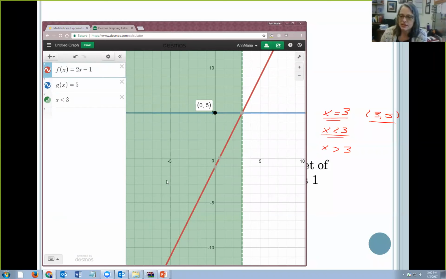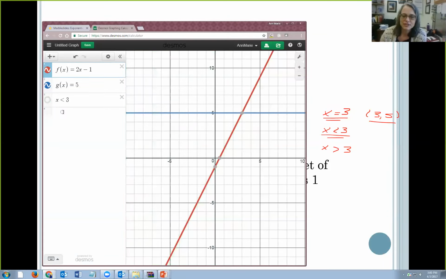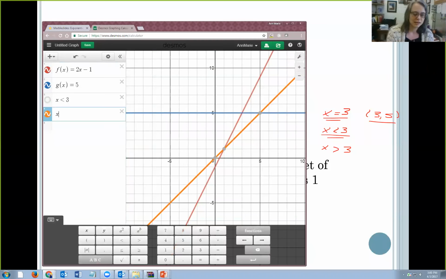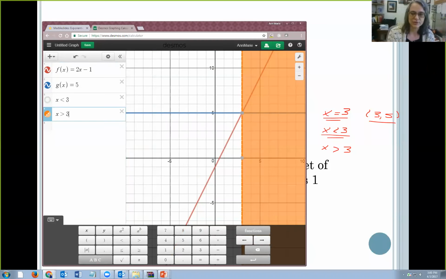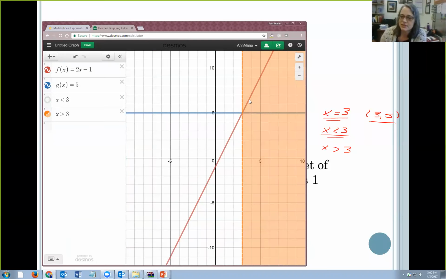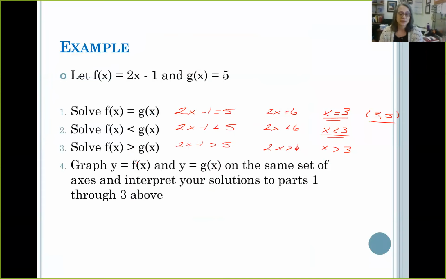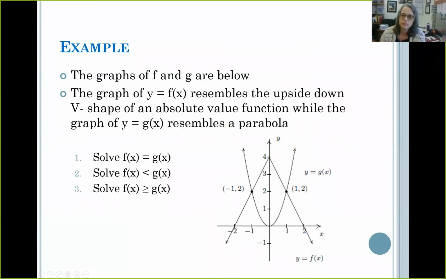So this green region, and notice it's a whole entire ginormous region of the plane, right? And if we look at the x is greater than 3 region, we see the same thing, except that now we see that the red line, f of x, is above the blue line. So inequalities are just talking about which curve is above the other curve. Okay?